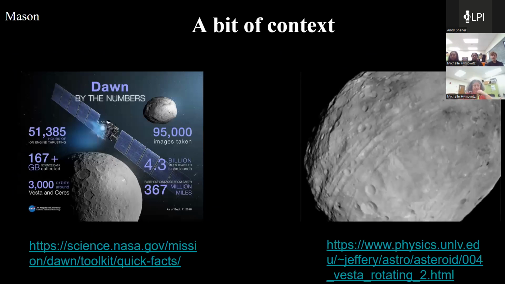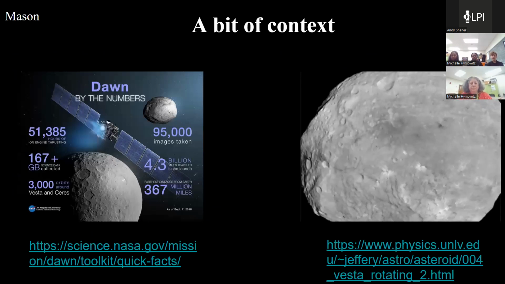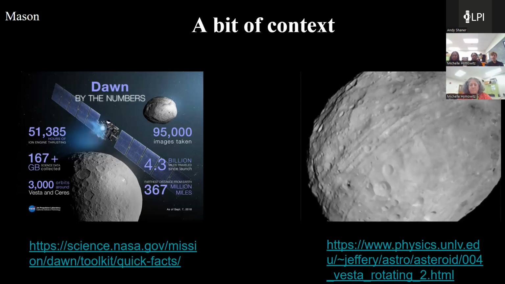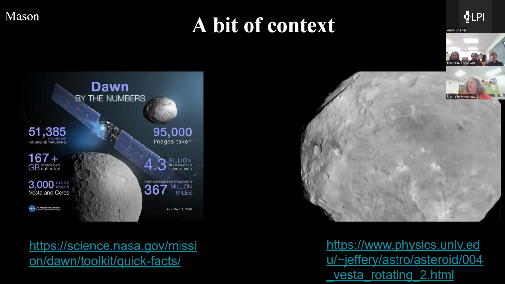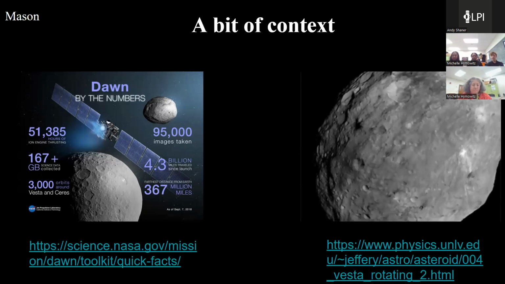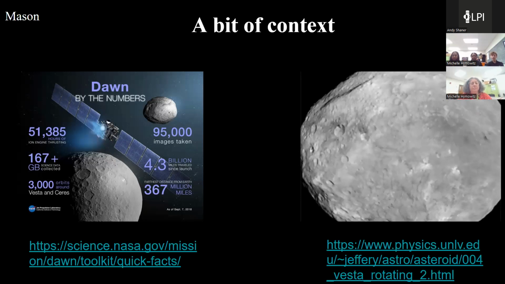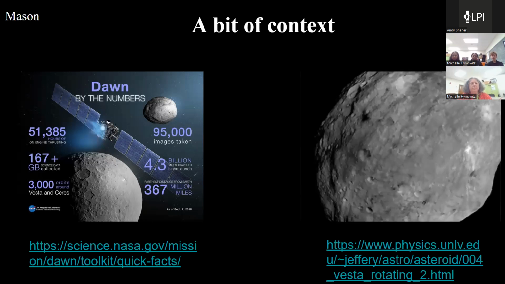So I decided to add a little context slide of mine. On the right, you can see not an image, a GIF of my asteroid Vesta in its rotation, and on the left, you can see the spacecraft that visited it and another asteroid that it visited called Ceres. The spacecraft itself was called Dawn.